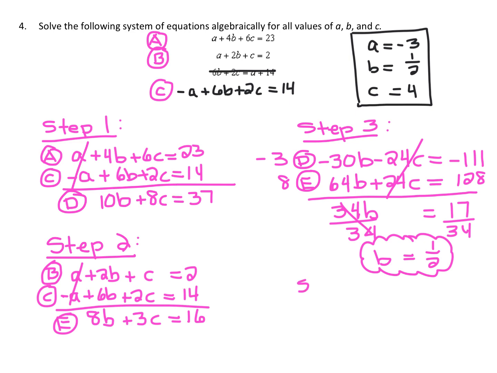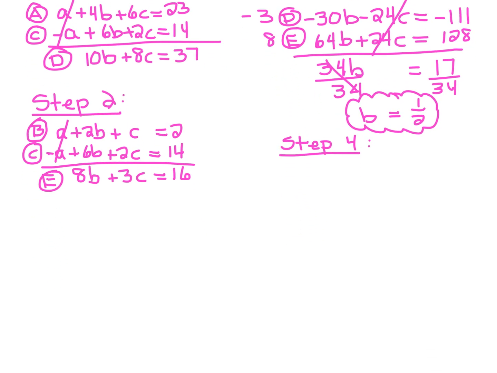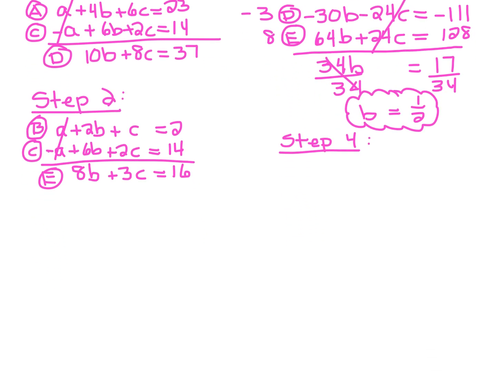Now in step 4, we are also going to use either equation D or E. It's totally up to you. I'm going to use equation E, just, it's smaller numbers. So let me move this up a little. Okay, so using equation E. Now that we know what B is equal to, let's replace that 1/2 into equation E for the B, and then we'll be able to solve for C.